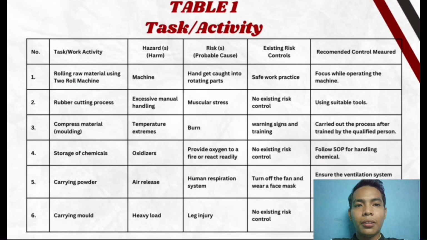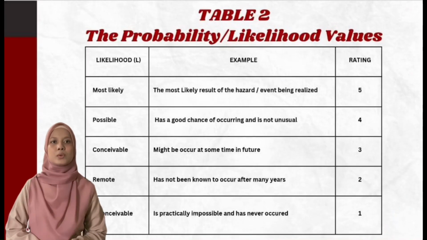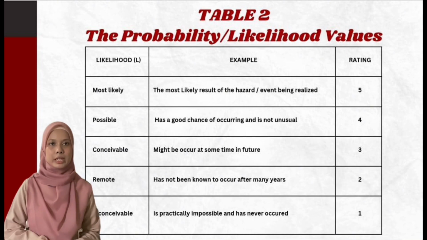Tasks and activities. There are several tasks and activities that we found in this workplace. First, rolling raw material using a 2-roll machine. Second, rubber cutting process. Third, compressed material. Fourth, storage of chemical. Fifth, carrying powder. And sixth, carrying mold.